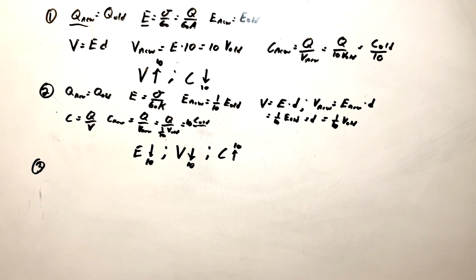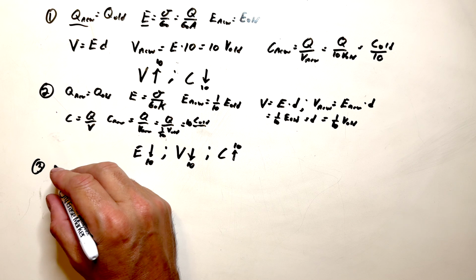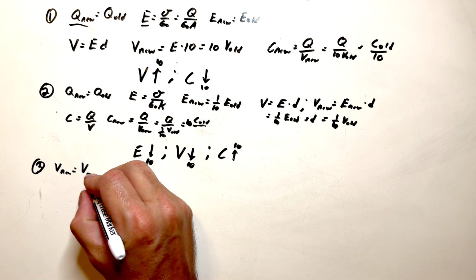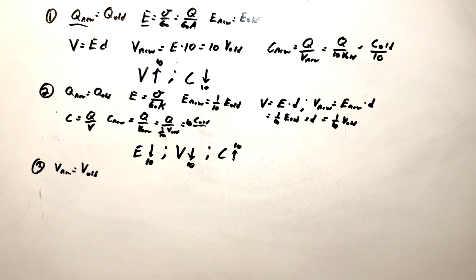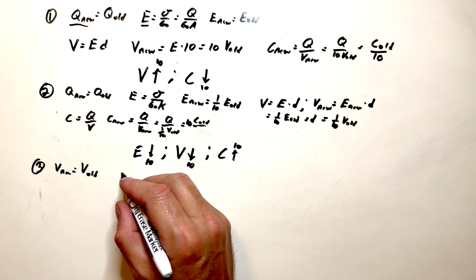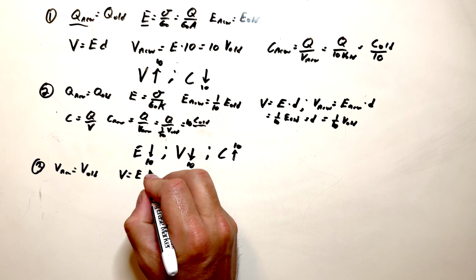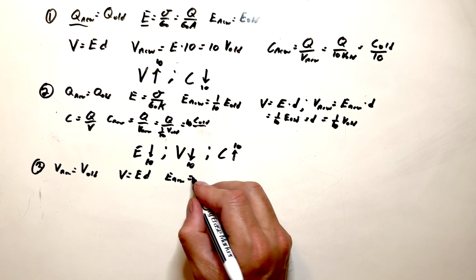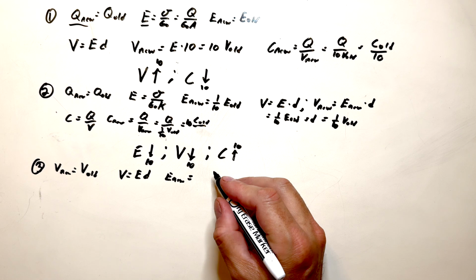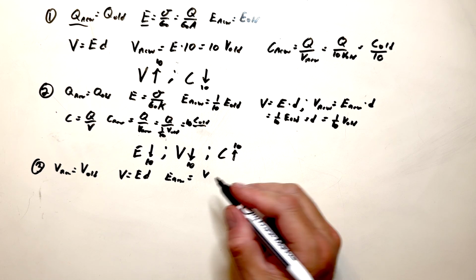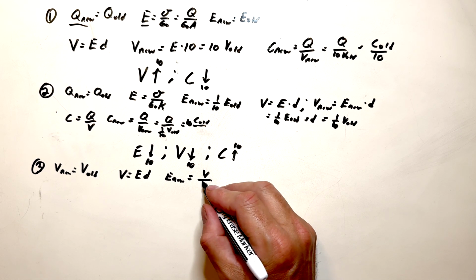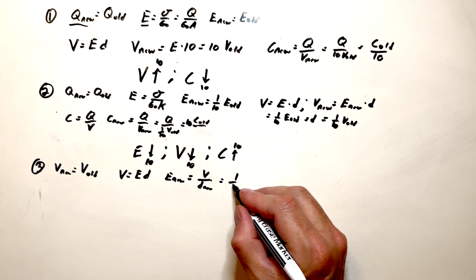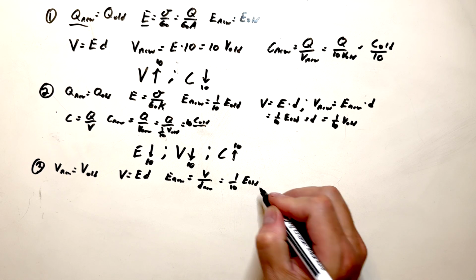So 3. This time V does not change, right? So V new equals V old, because it's always connected to the battery, that's going to keep the potential the same. Since V is equal to E times D, then E new will equal V new, which is V old, just V, over D new, which is equal to 1 over 10 E old.